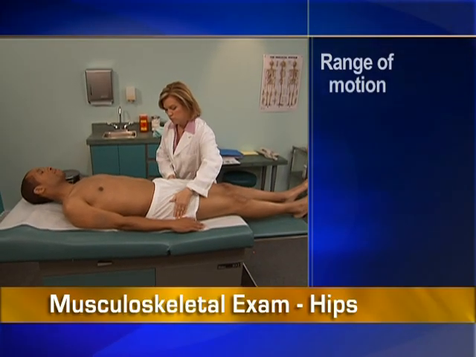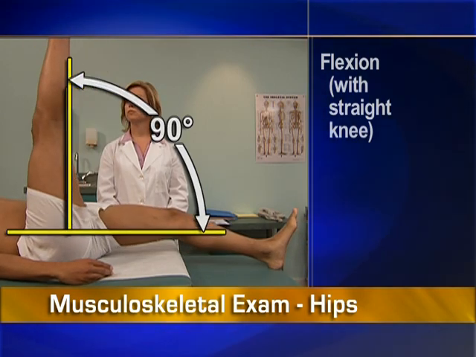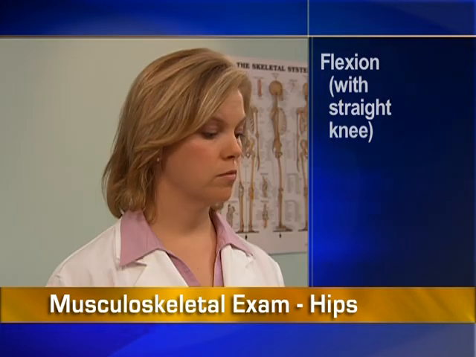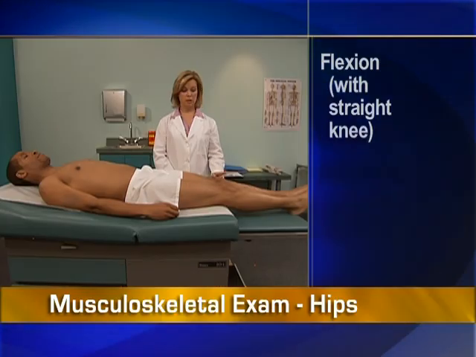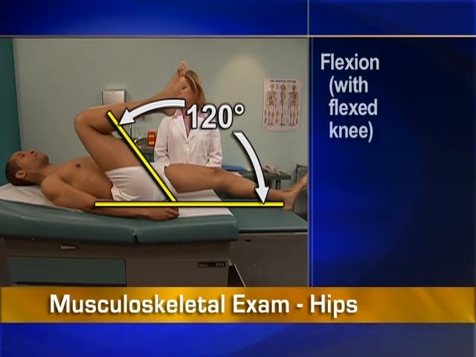Next, assess range of motion by having the person perform certain movements. Without bending your knee, I'd like you to reach your right leg as high as you can. You should see hip flexion of 90 degrees with a straight knee. Good. Keeping this leg straight, I'd like you to bend the other leg into your chest. Hip flexion of 120 degrees with a flexed knee. Good.